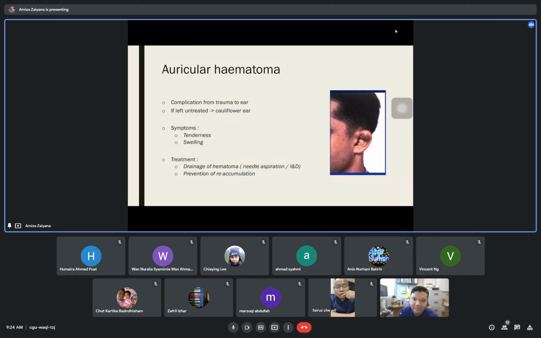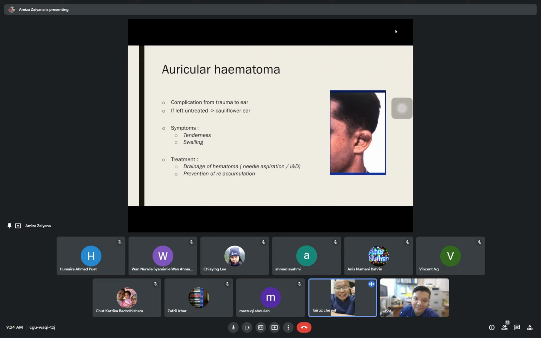The patient will come with pain also. So for the treatment, we have to refer ENT, and also for drainage of the hematoma lah, either needle aspiration or incision and drainage, and also prevention of the reaccumulation, so we can give antibiotics for the patient.